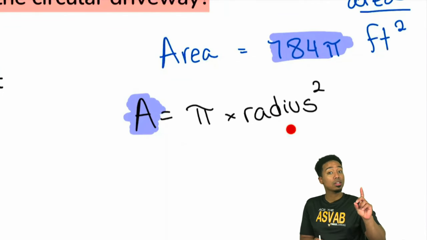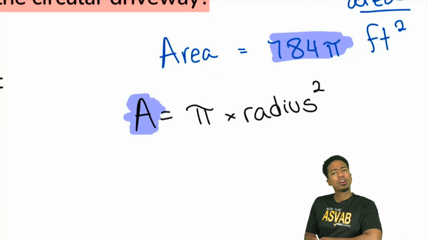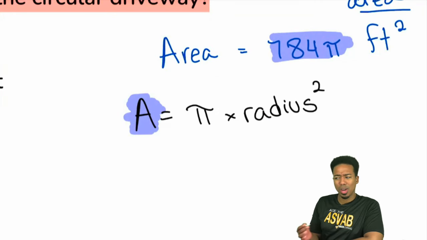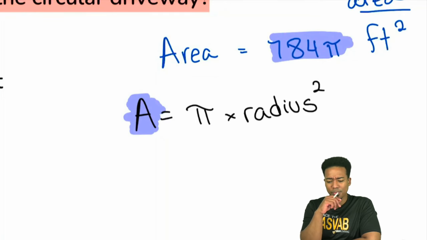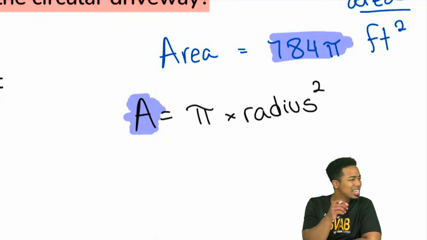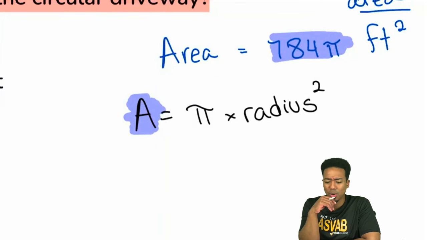However, everybody, quick question. If I find the radius, is there a way to go from the radius to the diameter? Yeah, there is. Everybody, remind me again, pop quiz. What do I do to the radius to get to the diameter? Right, we double it.